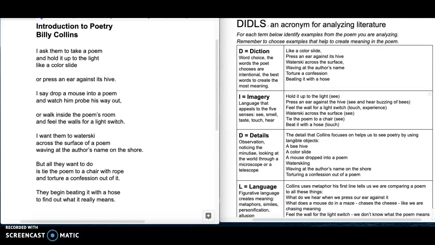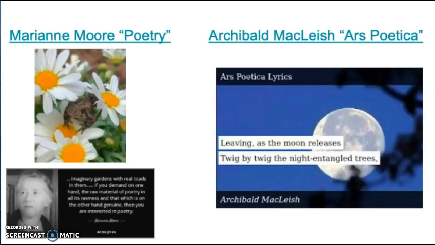Now, you're going to try this with the two poems that appear on the next slide. Your assignment is to read Mary Ann Moore's poetry and then read Archibald MacLeish's Ars Poetica. These poems take dramatically different approaches to understanding what poetry is, the idea of a poem about poetry. But I think if you spend a couple minutes with them and use the DIDLS acronym, you're really going to be able to discover and uncover meaning that you didn't realize was there.